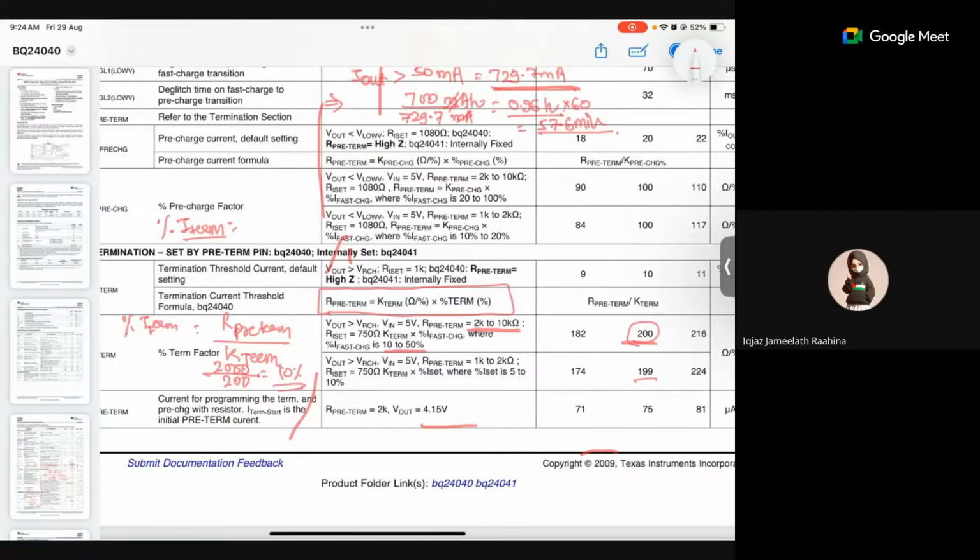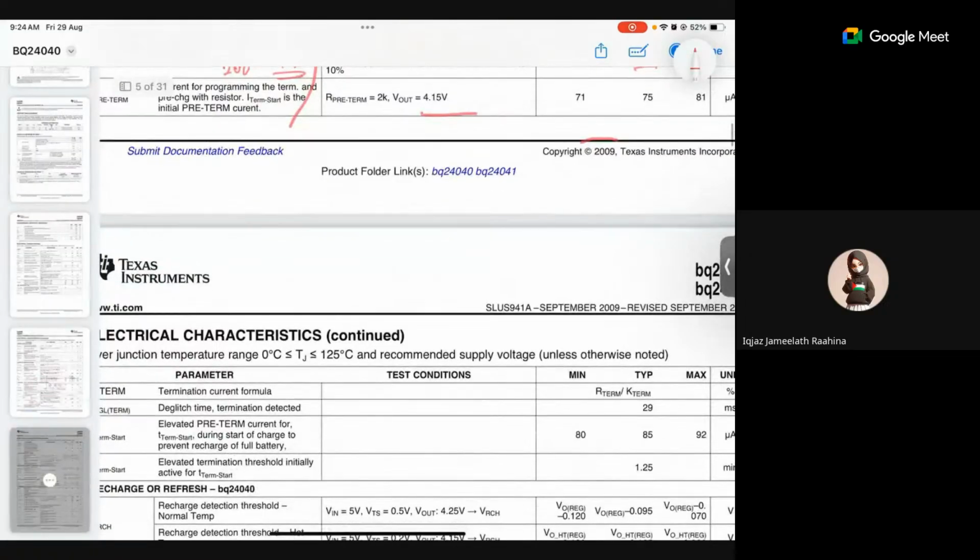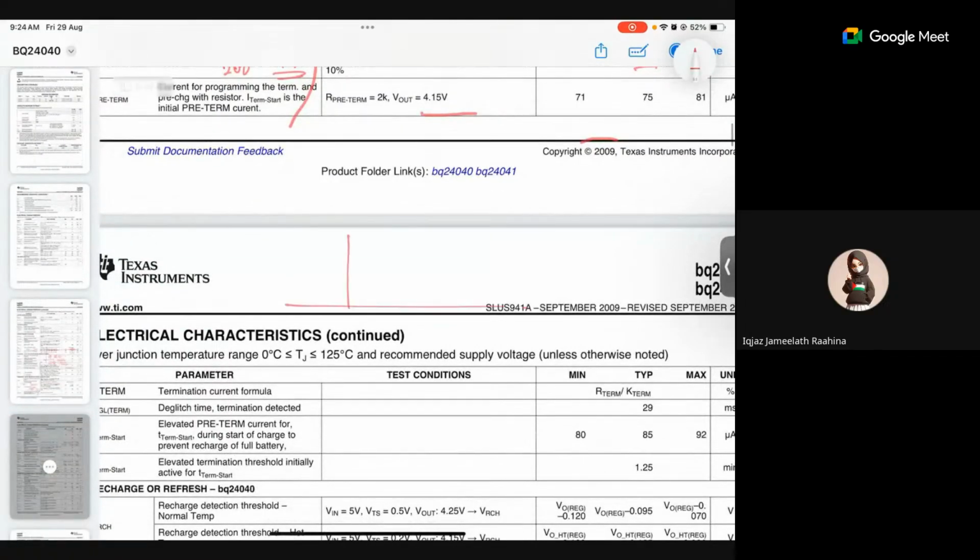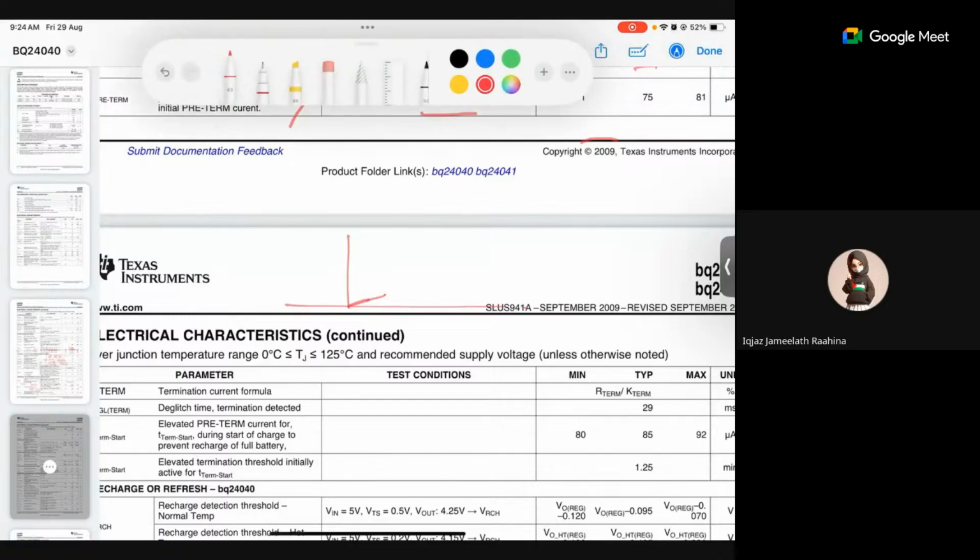So that means before termination, 10%. If we say 100% is the battery, then until 90% the fast charging will be done. After that, the termination will start. In the last class, if you remember, I explained the charging will be done in three different phases, not exactly zero.